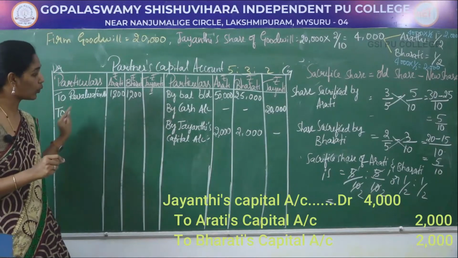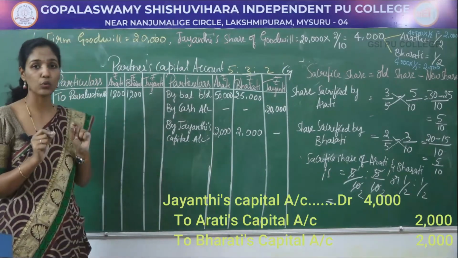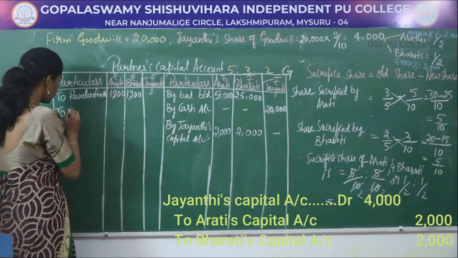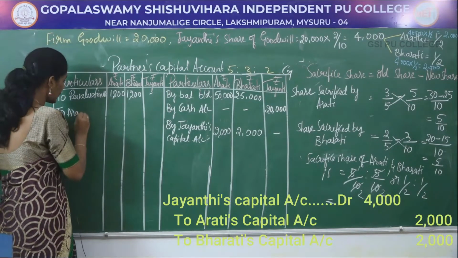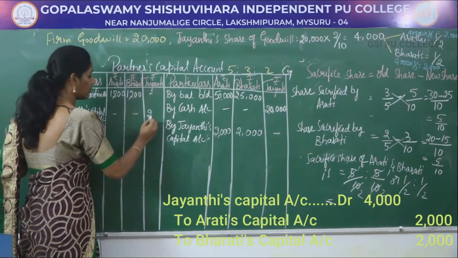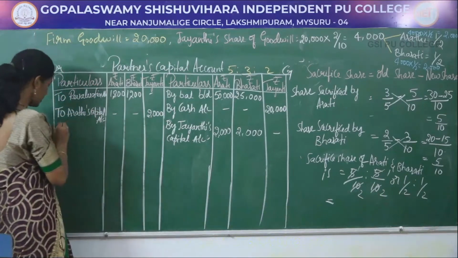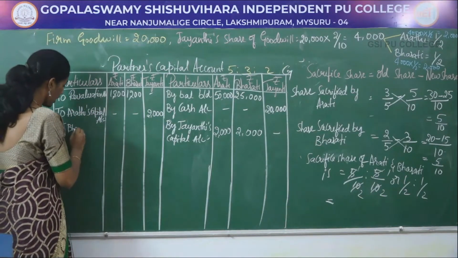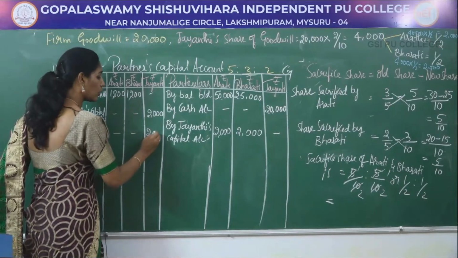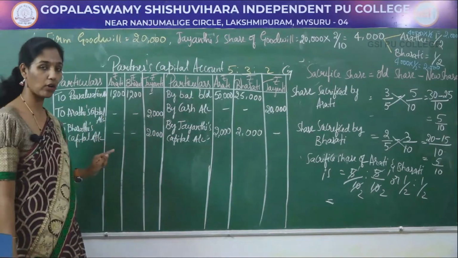You are not supposed to use a goodwill account anywhere. Now you should write on the debit side to Arati's capital account, enter the amount in the new partners column 2,000, to Bharati's capital account, enter the amount in the new partners column. You record the amount in the new partners column.